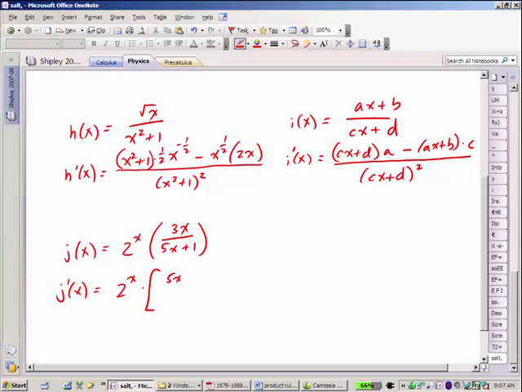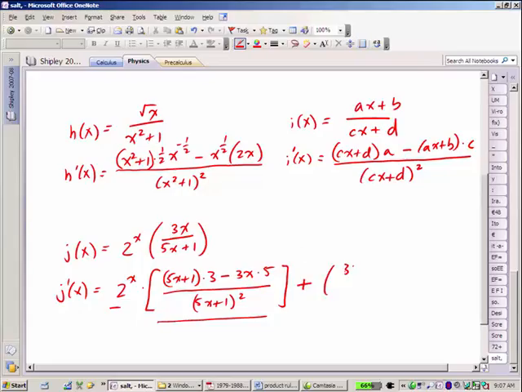5x plus 1, low, times 3, d high, minus 3x, high, times 5, d low, all over 5x plus 1 squared. So we have the first times the derivative of the second, but we're not finished yet. Plus 3x over 5x plus 1, the second, and then it's just ln of 2 times 2 to the x, derivative of the first. How's that?